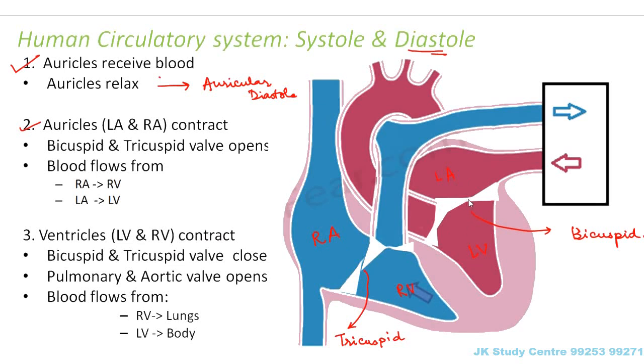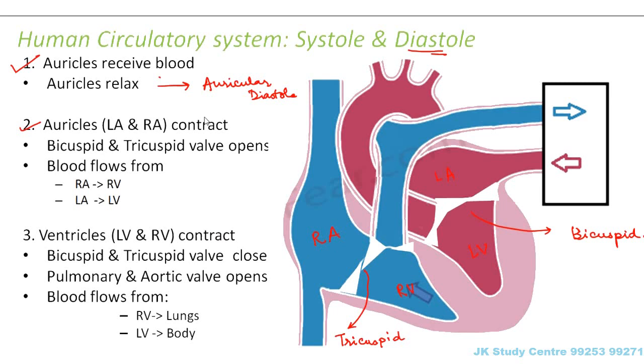this will get closed. Now when the blood flows out of something, that object will contract, right? Like when the auricles were receiving blood, they were relaxing. Similarly, when the auricles are sending blood, they will contract. So that is why in step 2 what happens?